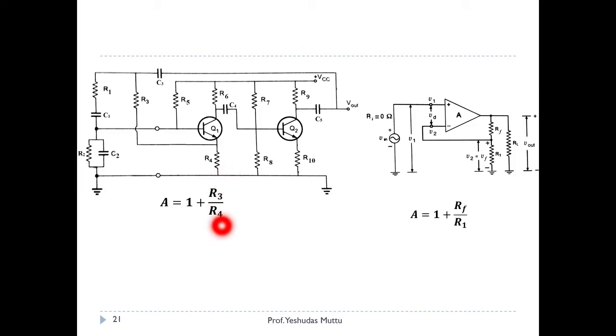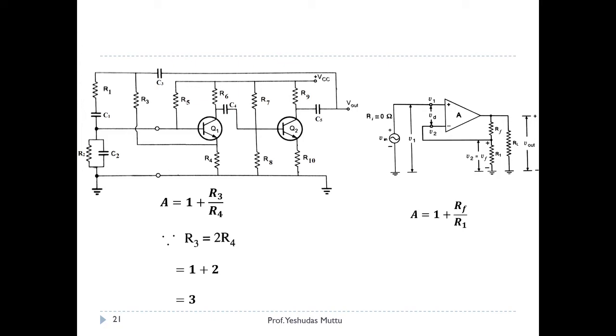Then what is R3 by R4? We have just derived in the previous slide, that R3 is 2 times R4. Just substitute, you will get 1 plus 2 which is 3. So you get gain as 3.